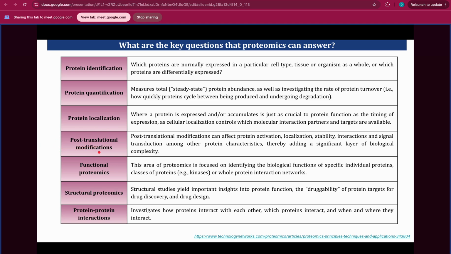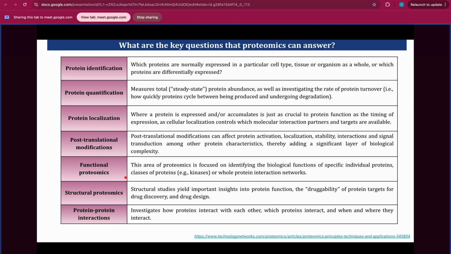Then comes post-translational modifications. We can also study the post-translational modifications with the help of proteomics. We can identify what the different groups attached to it are, whether there are some phosphorylations or acetylations that are responsible for the protein activation or localization. So all these things can be compared by dealing with proteomics.